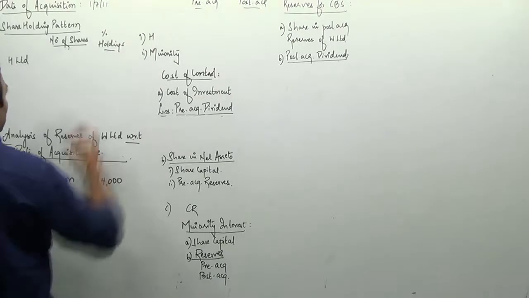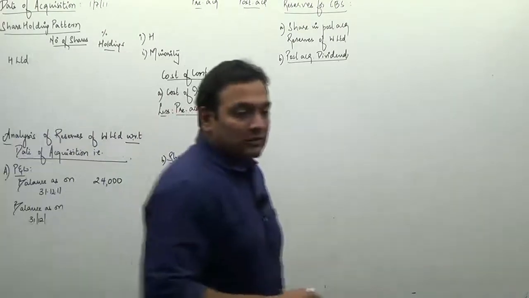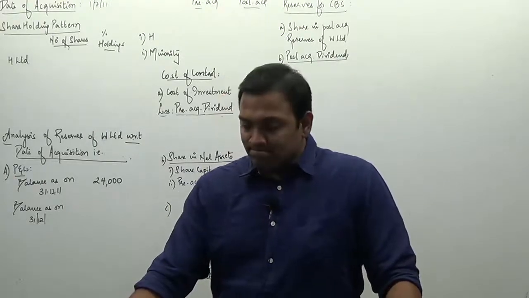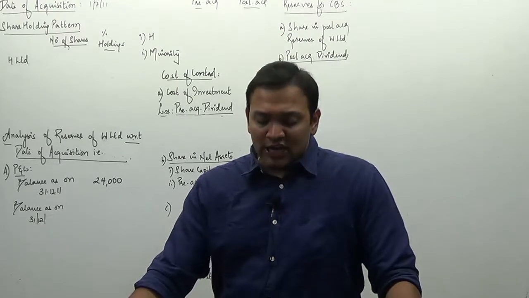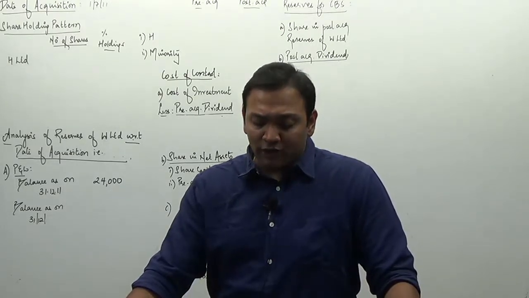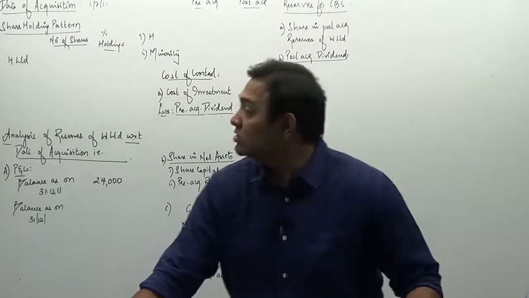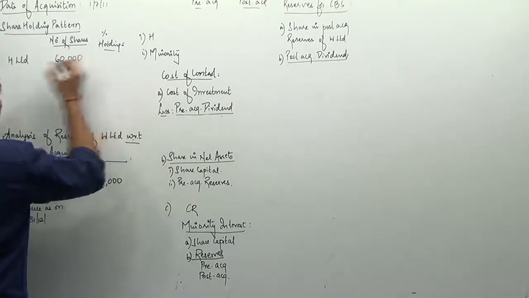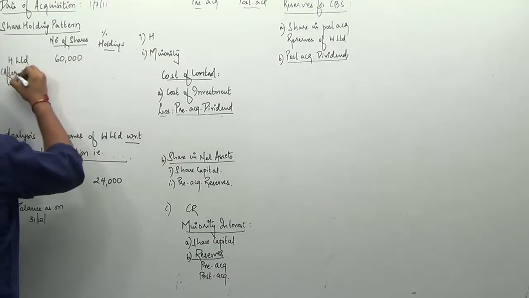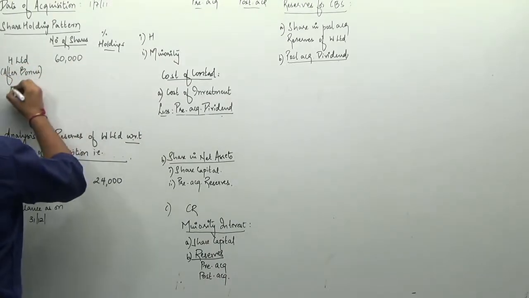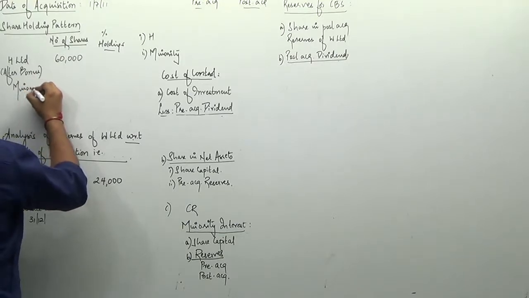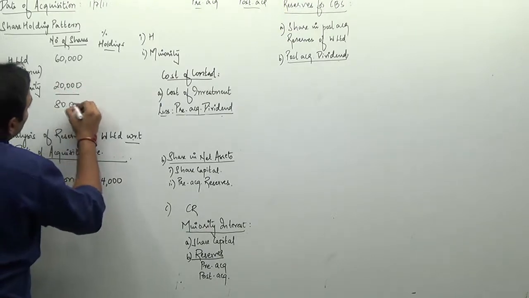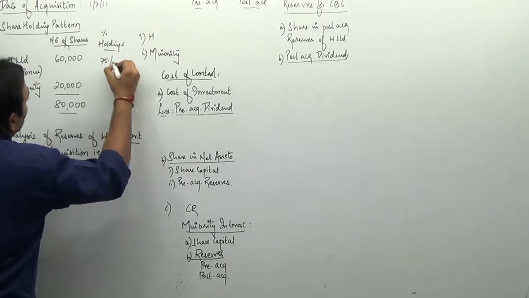1st July 2011 is the date of acquisition. Enter the shareholding patterns. Guys, his acquisition is on 1st July 2011 after bonus. So don't add bonus after this. 60,000 shares itself is after bonus. There is no bonus to be added now. The balance are held by minority, 20,000. Total is 80,000 shares. 75% and 25%.